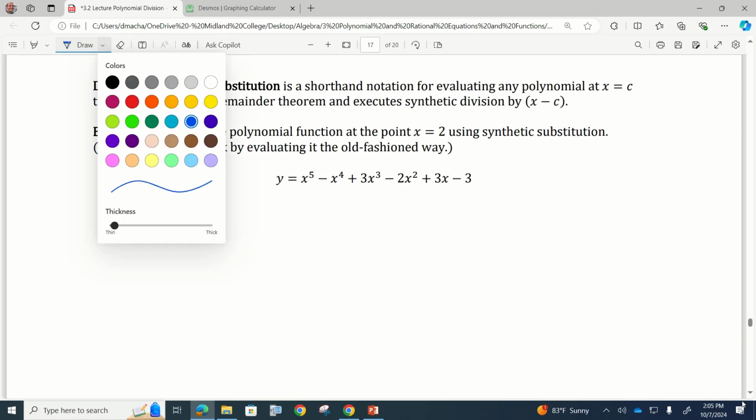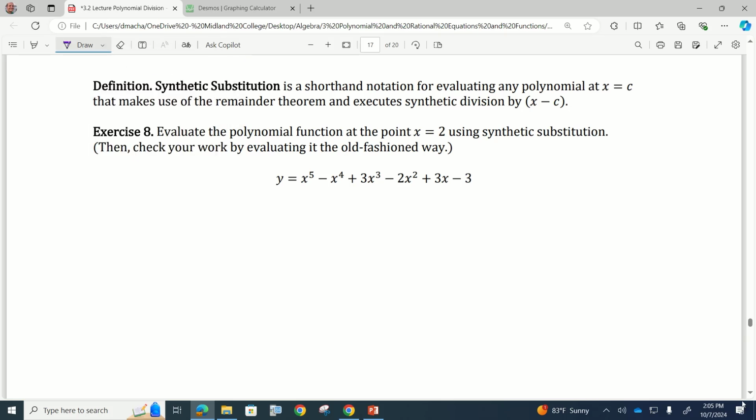Okay, this is a very magical piece of math that should sound absolutely insane the first time you see it. It's called synthetic substitution, and this is how you use synthetic substitution. We want to evaluate this polynomial. So I have a polynomial, and it is y equals x to the 5th minus x to the 4th plus 3x cubed minus 2x squared plus 3x minus 3. And I want to evaluate this at the point x equals 2.